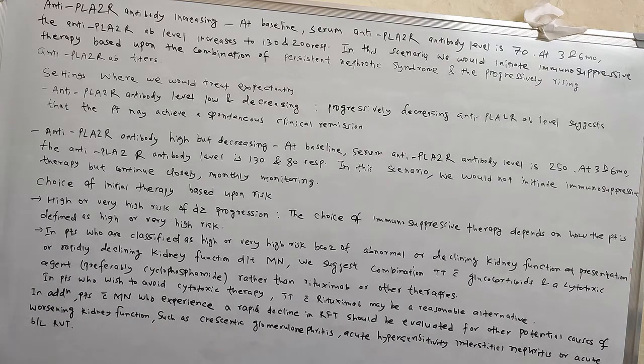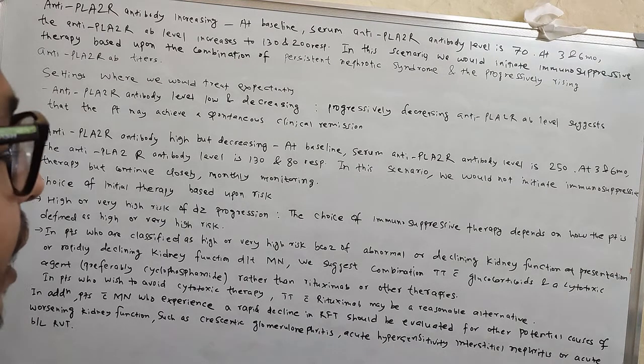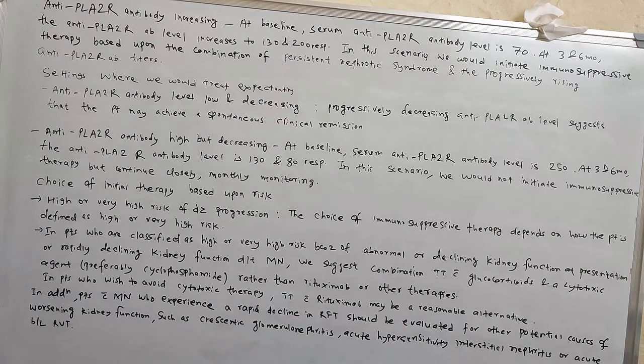And among cytotoxic agents, cyclophosphamide is preferred rather than rituximab or other therapies. In patients who wish to avoid cytotoxic therapy, treatment with rituximab may be a reasonable alternative. In addition, patients with membranous nephropathy who experience a rapid decline in their renal function tests should be evaluated for other potential causes of worsening kidney function such as crescentic glomerulonephritis, acute hypersensitivity interstitial nephritis, or acute bilateral renal vein thrombosis.